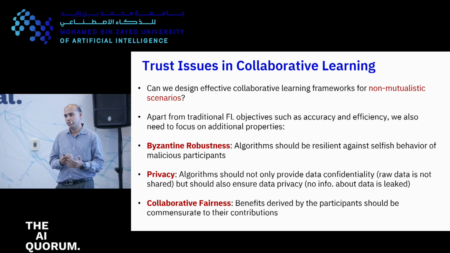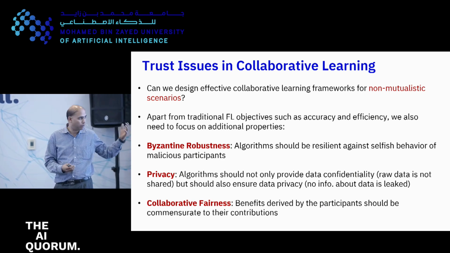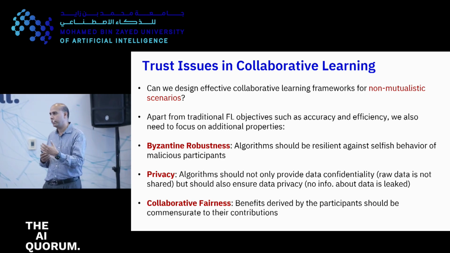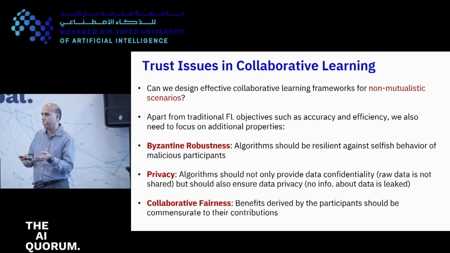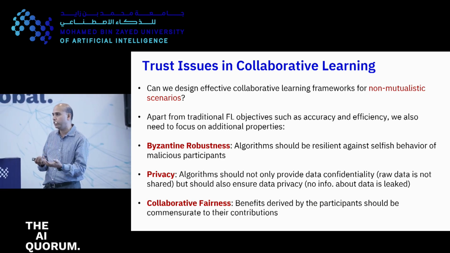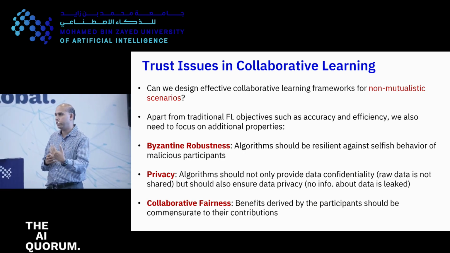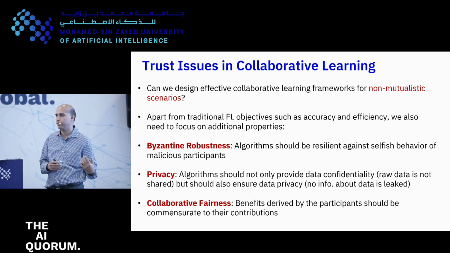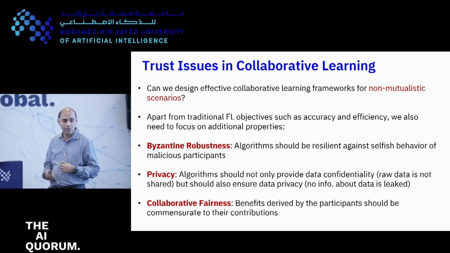The next thing is what happens if the privacy is compromised. Most federated learning algorithms just focus on data confidentiality. The raw data is not shared, but some updates are shared, and that might leak sufficient information about the raw data. So how do you prevent this leakage?